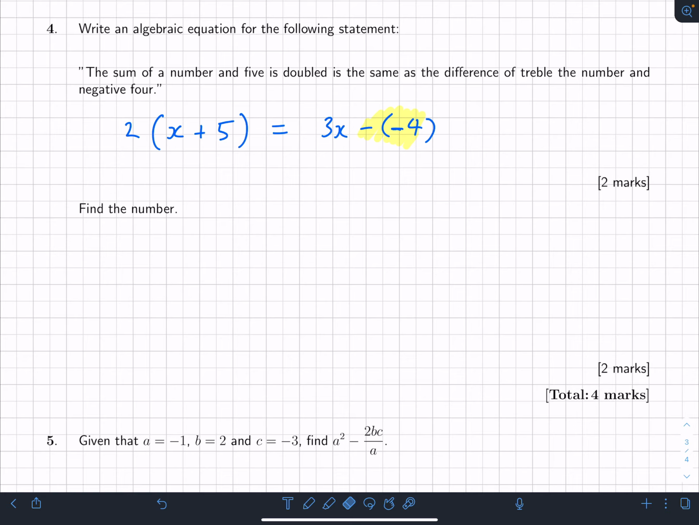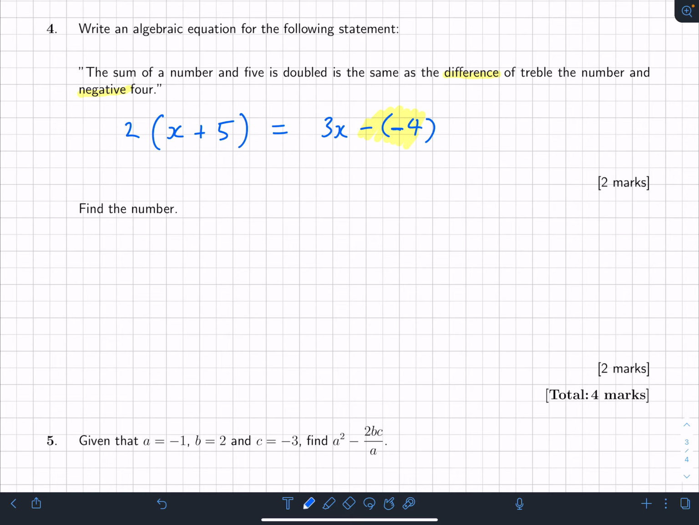So just look at that question as well. It's the difference between treble a number and negative 4. So it's a bit tricky. It's a negative. So that's why you're possibly wondering, why is there a negative? So it's the difference between treble a number and negative 4.